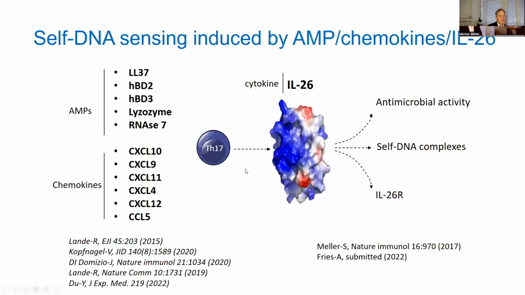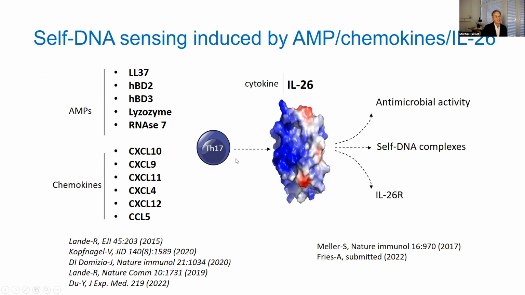What also has been found in the past years is that LL-37 is of course not the only antimicrobial peptide, or not the only peptide which can break innate tolerance to DNA, which can bind the self-DNA and form these immunogenic complexes. We know that other antimicrobial peptides can also do it: beta defensin 2, 3, lysozyme, RNase 7. But more recently, we and others have found that chemokines also have this unique structural feature with cationicity and amphipathicity, and they are able to bind DNA and promote the self-DNA sensing. So CXCL9, 10, 11, CXCL4, CXCL12, and CXCL5.